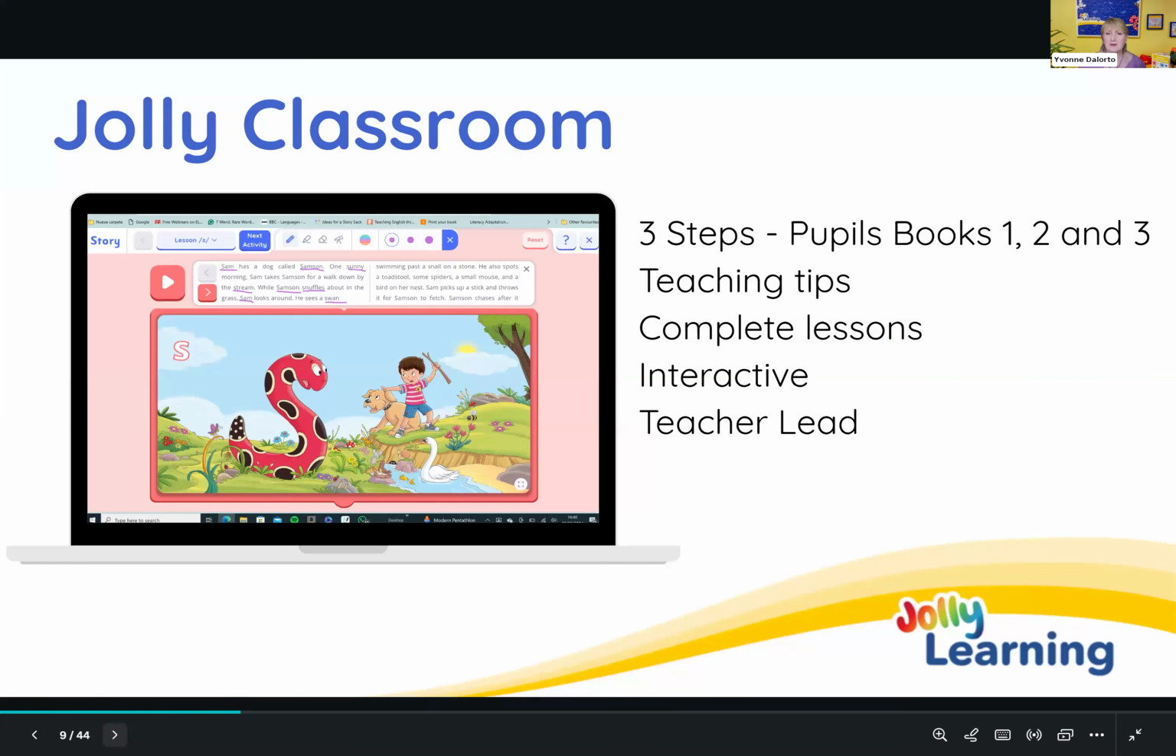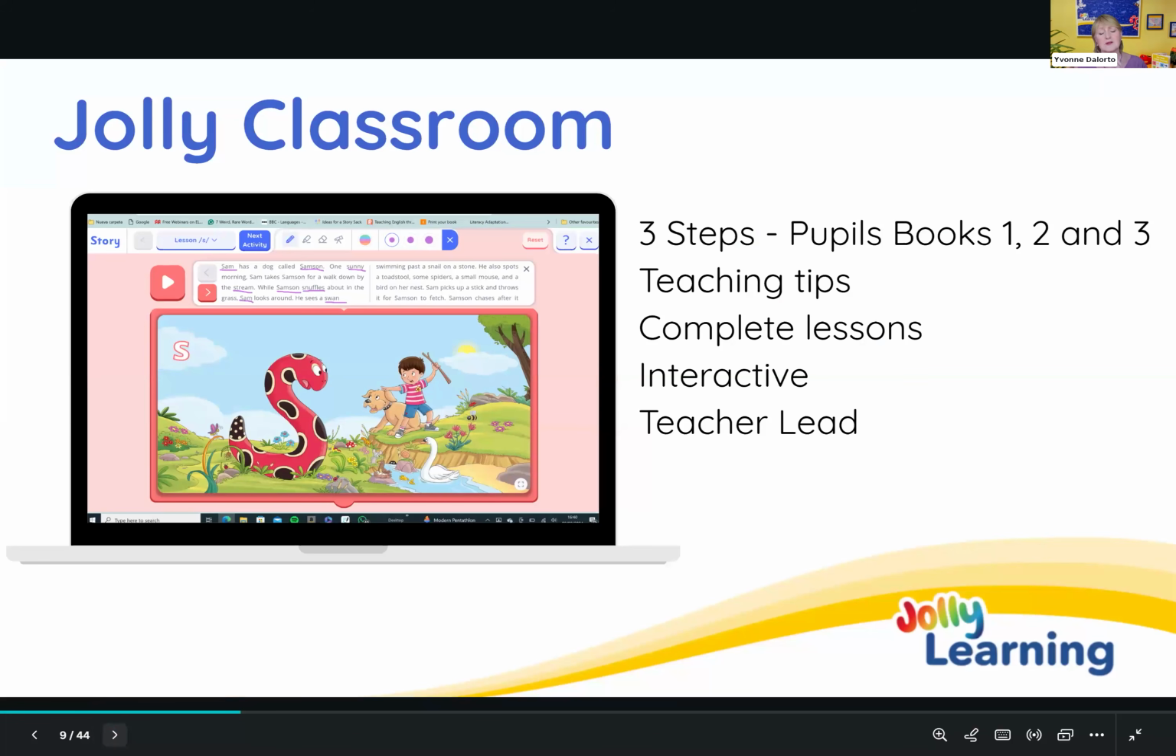And very briefly, I'm going to mention Jolly Classroom, which is our digital component. Jolly Classroom works well if we have the pupils' books as well, because during Jolly Classroom, we have 3 steps which are resembling the contents of the pupils' book. But we've also found that teachers have suggested that using the pupils' books help them see how the children are progressing. It's evidence of what they are doing. And also you have their progress in the pupils' books to look at.